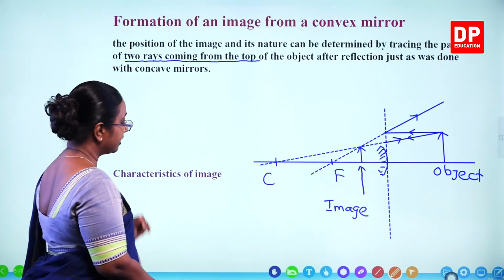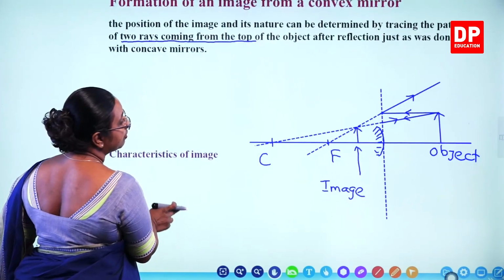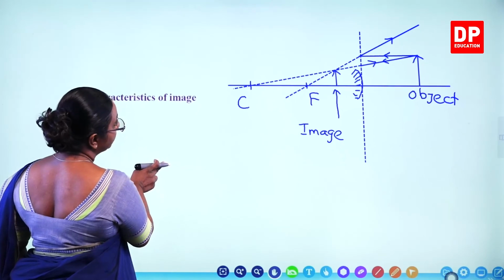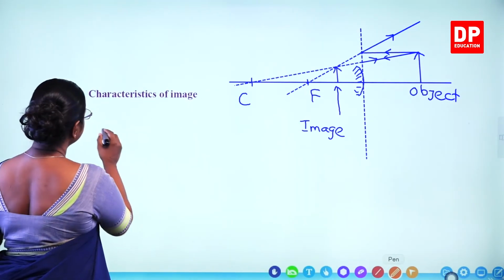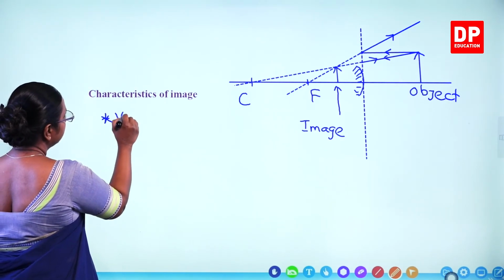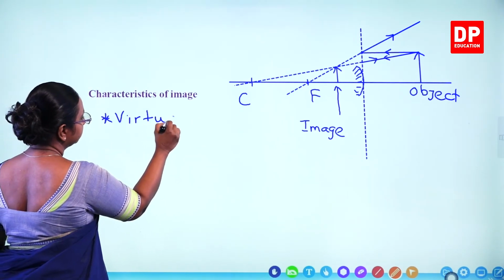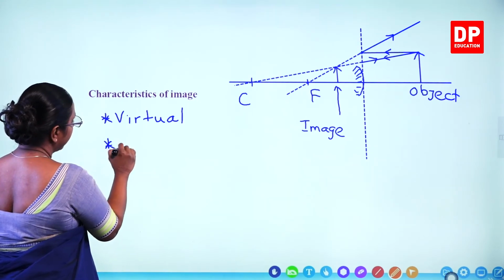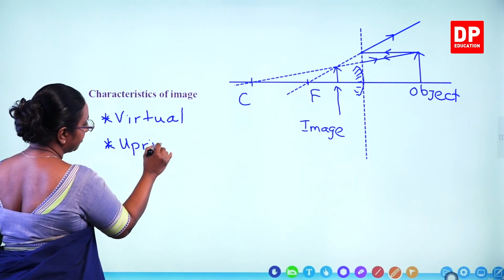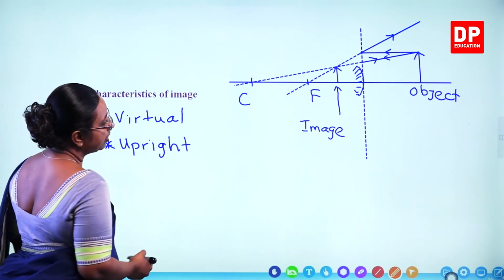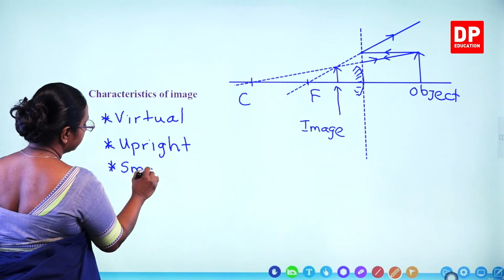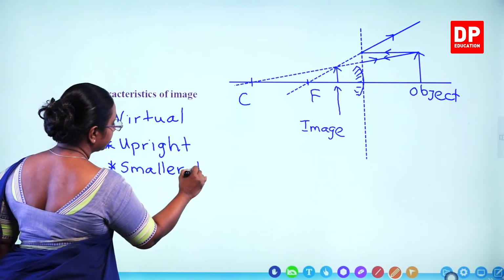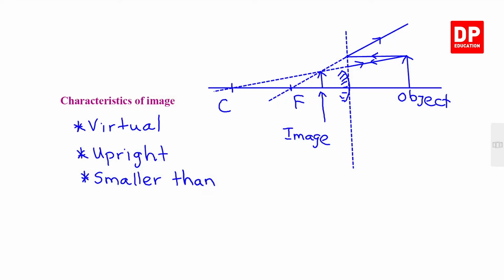So if we write down the characteristics of the image formed by this mirror. Here you can see it's going to be a virtual image. It is an upright image. All the properties that I told you just now. Virtual, upright, and it is smaller than the object.